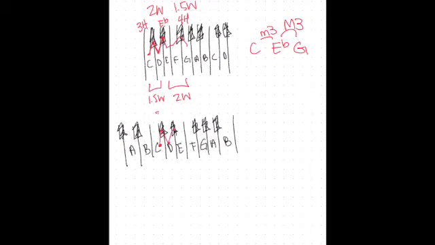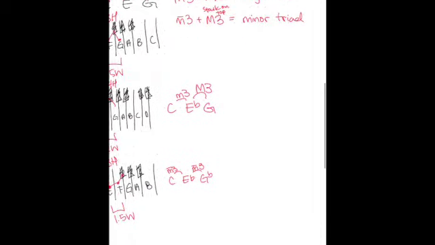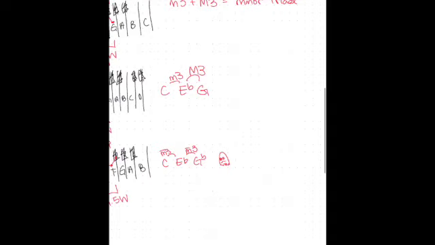Say we were to go to C and we had three half steps, or a minor third, and then we ended up at E flat, and you do another minor third. You end up at G flat. C to E flat is a minor third, E flat to G flat is a minor third. Ooh, sounds a little bit spooky, right?